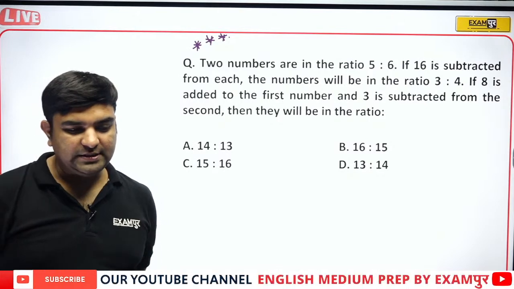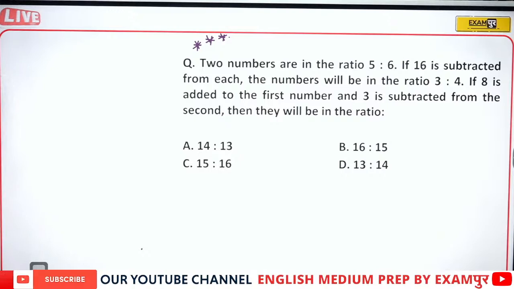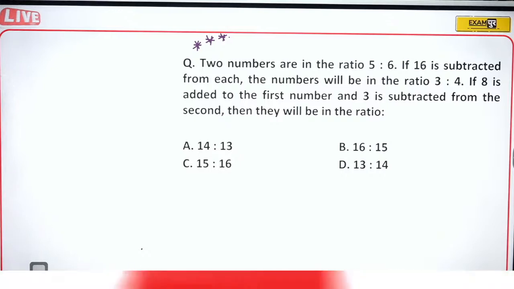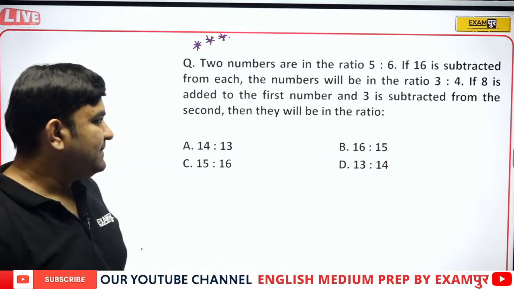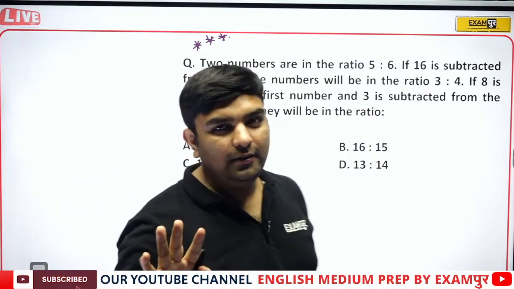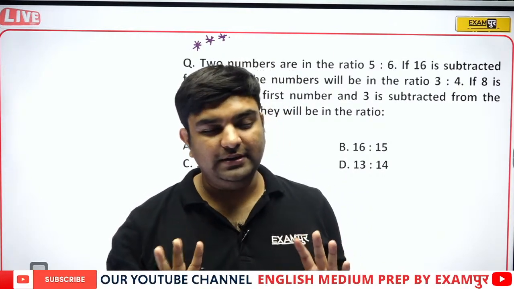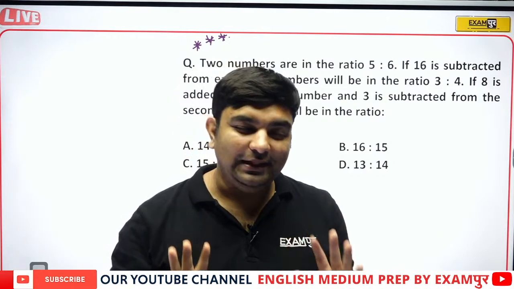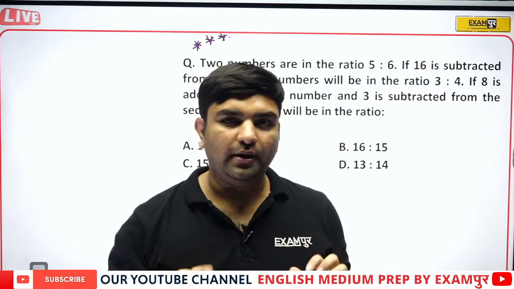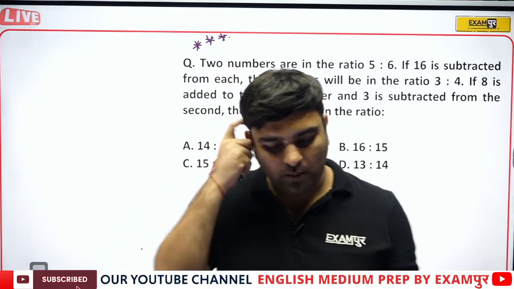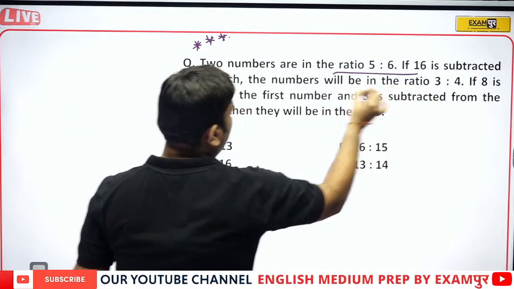If 16 is subtracted from each, the numbers would be in the ratio 3:4. Guys, as long as the same number is subtracted, it's comparatively an easier problem, a direct problem.